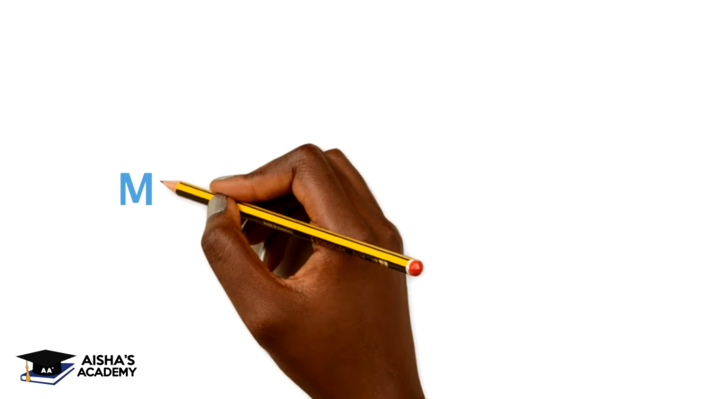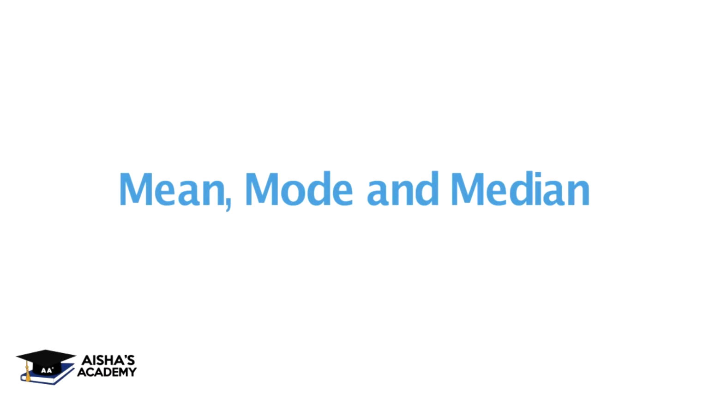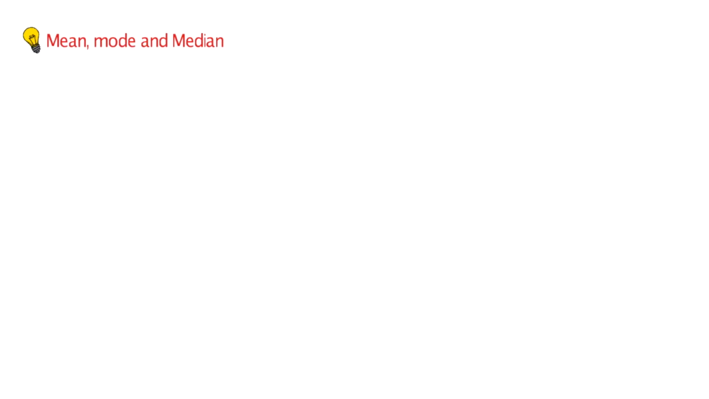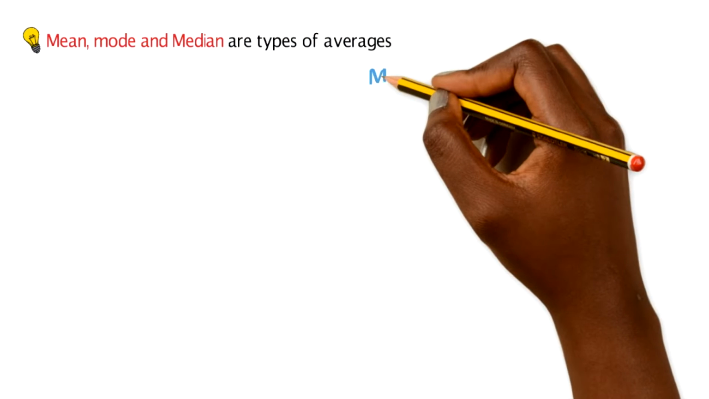And in today's video, we're just going to go back to mean, mode, and median. So these terms, you've probably seen them all through your high school life or through your secondary school life. And basically with mean, mode, and median, they are basically types of averages, okay?